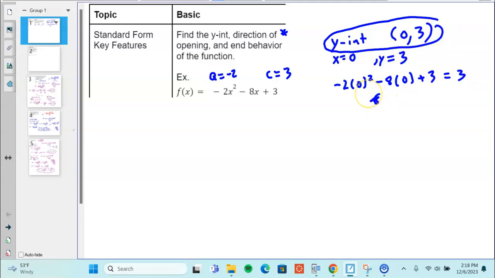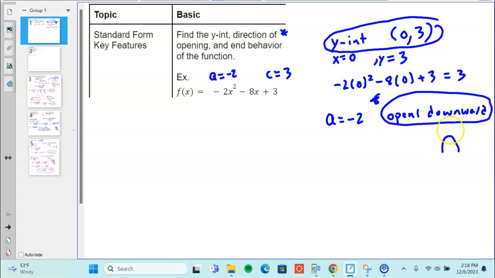The direction of opening is determined by looking at a. If a is negative, it's going to open downward. It's going to be one of these that goes down. So it opens downward because a is negative. That's all we need to look at.